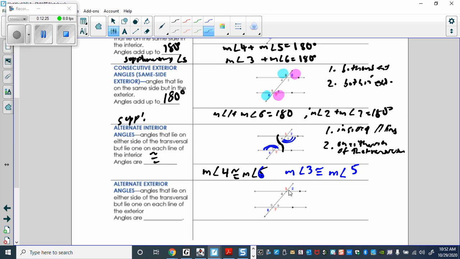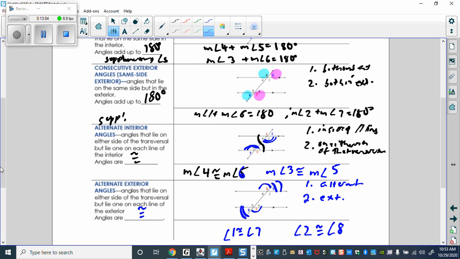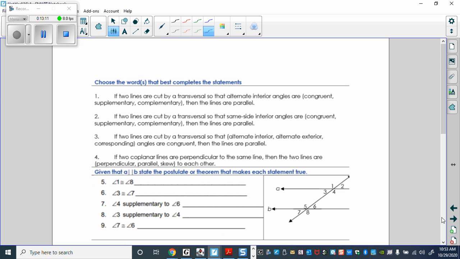Okay, alternate exterior, so arc marks, and then 2 arc marks for my other set, and these are congruent as well. So conditions, alternate sides of the transversal, 2 in the exterior. So angle 1 is congruent to angle 7, and angle 2 is congruent to angle 8. All right, so keeping that in mind, right? We're going to go on to do some work.